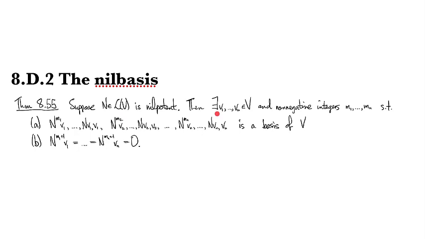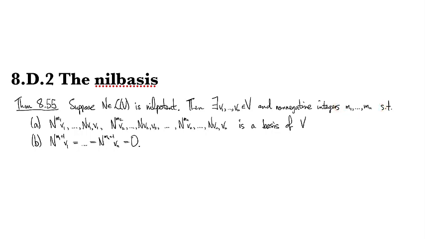Then there exist several vectors and corresponding exponents, non-negative integers, such that if we look at n raised to various powers applied to v1, and then n raised to various powers applied to v2, and n raised to various powers applied to vn, then we're going to get a basis. So this is the general form of that example we saw at the end of the last clip. And then also, these are chosen maximally.